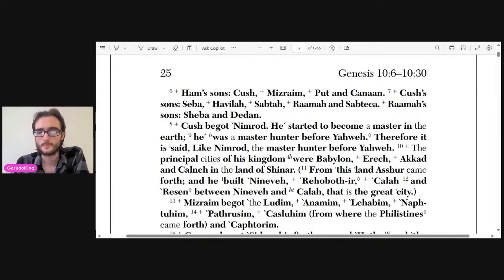Cush begot Nimrod. He started to become a master in the earth. He was a master hunter before Yahweh. Therefore it is said, like Nimrod, the master hunter before Yahweh. The principal cities of his kingdom were Babylon, Erech, Akkad, and Calneh in the land of Shinar. From this land Ashur came forth, and he built Nineveh, Rehoboth-ir, Calah, and Rezin, between Nineveh and Calah, that is the great city.